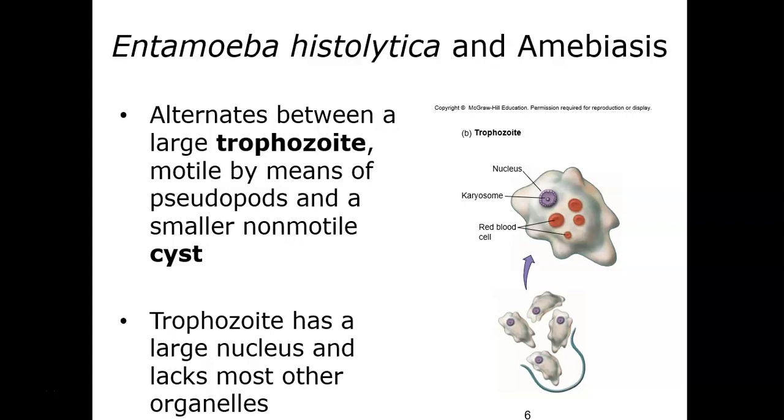Key about these is that they alternate forms. They have the trophozoite, which is that actively growing form, and they can also produce a cyst, which is the smaller, metabolically inactive, dormant form of the protist. These trophozoites have an extremely large nucleus, however, they lack most other organelles that we would think of within a eukaryotic cell.